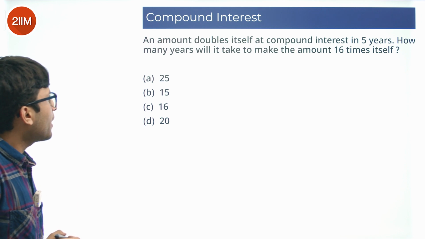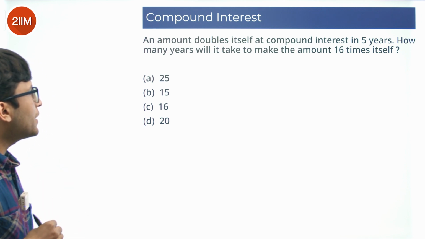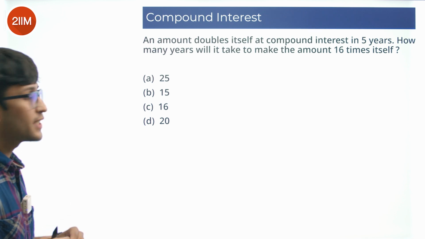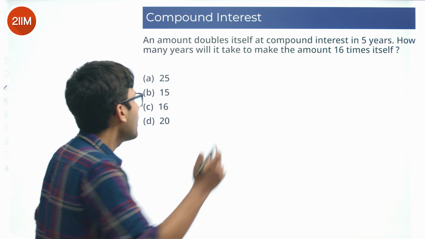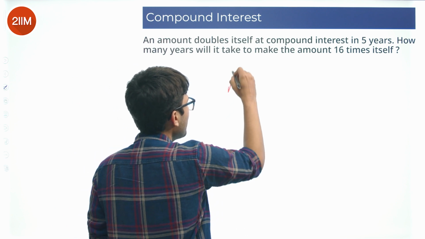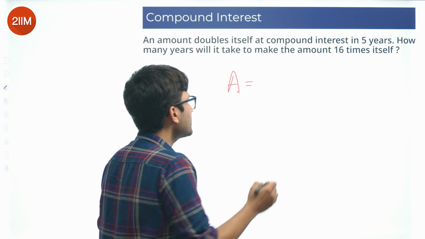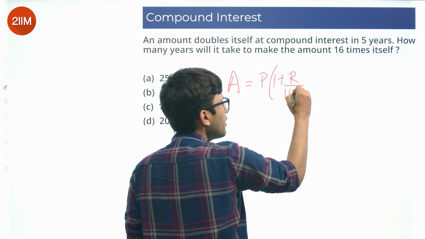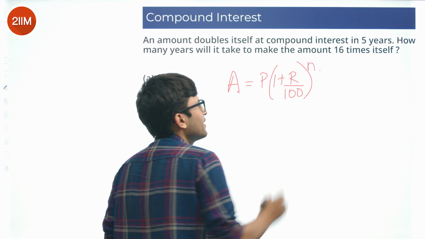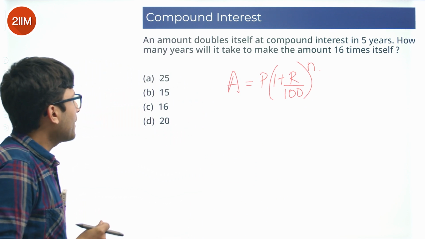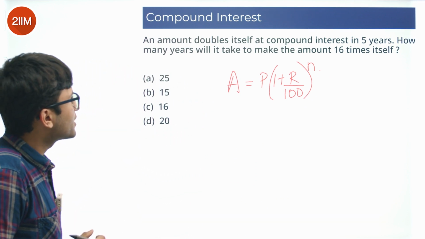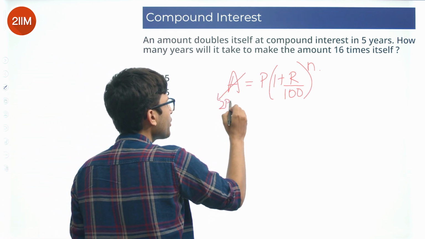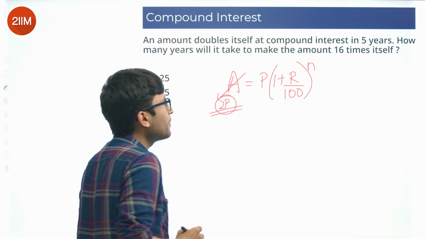Compound interest. An amount doubles itself at a compound interest in 5 years. How many years will it take to make it 16 times? First of all, let us write down the formula. Amount in compound interest is equal to P into 1 plus R by 100 whole power n. This is the formula. What is happening is the amount is doubling itself in 5 years. So A is becoming 2P. This is what they are giving. The amount is being doubled in 5 years.